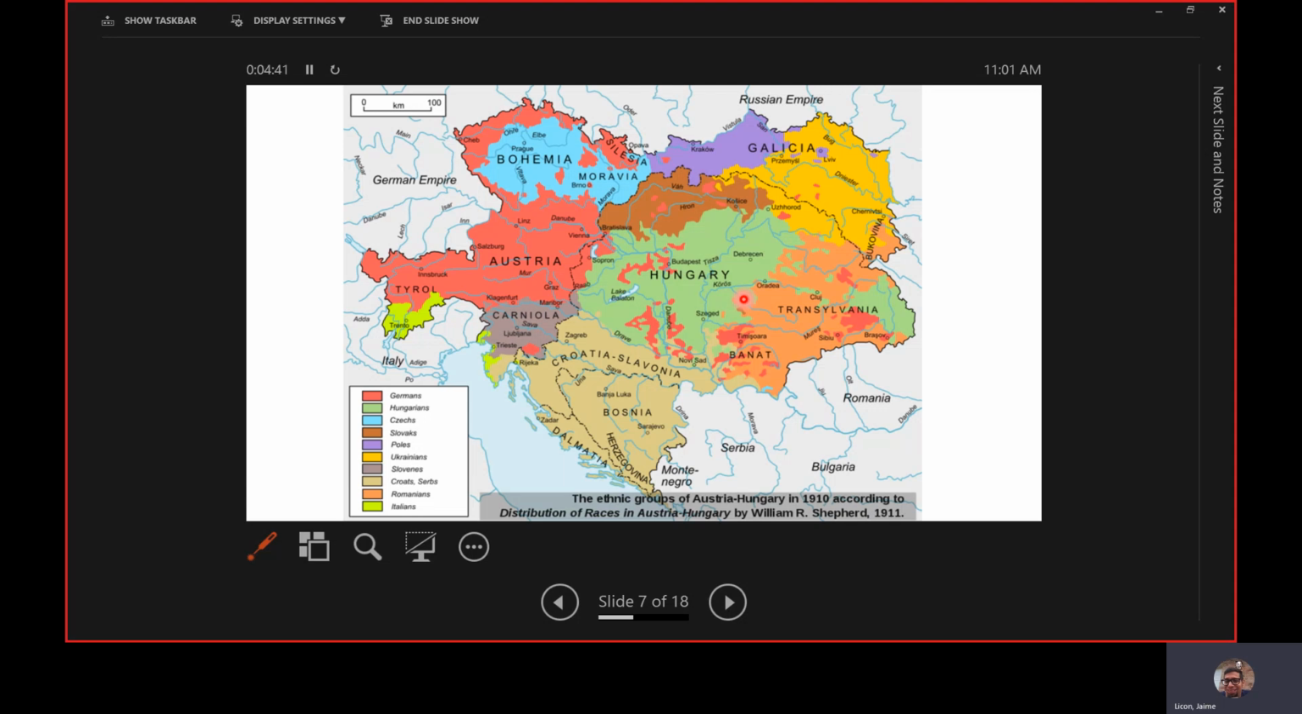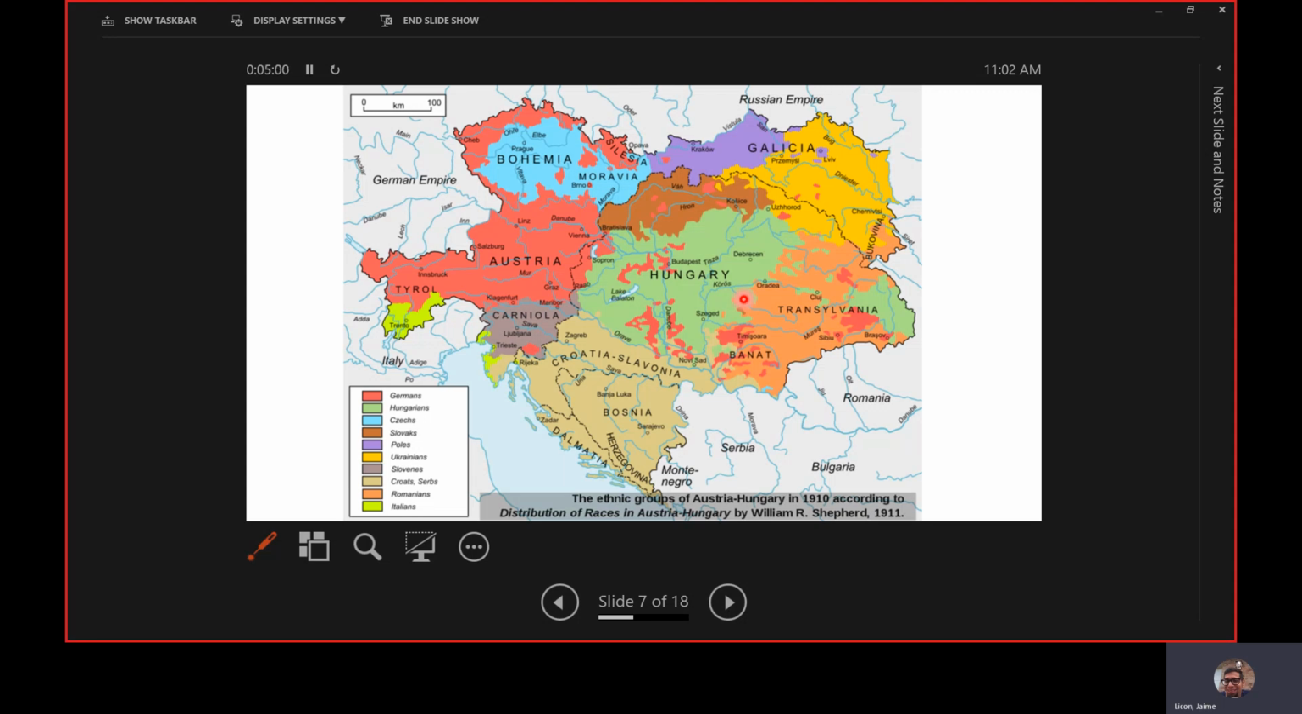But listen, if you take a look at this map on the screen, there's a lot of colors on this map. There are Germans, there are Hungarians, there's Czechs, there's Slovaks, there's Poles, there's Ukrainians, there's Slovenes, there's Croats, there's Serbs, there's Romanians, and there's Italians.